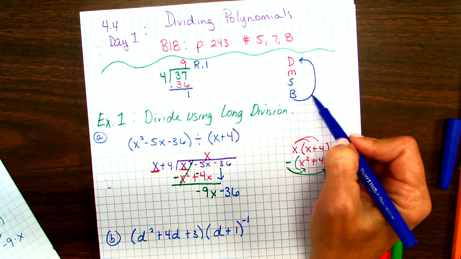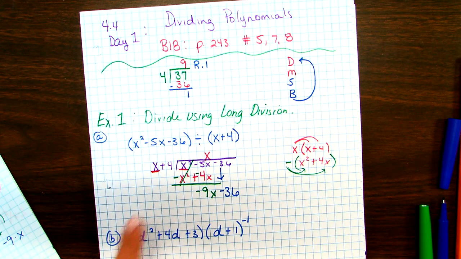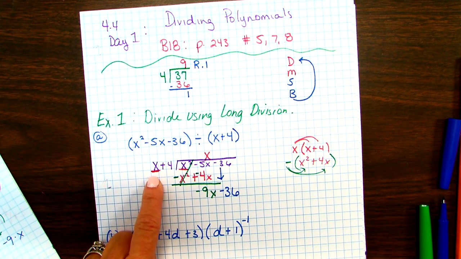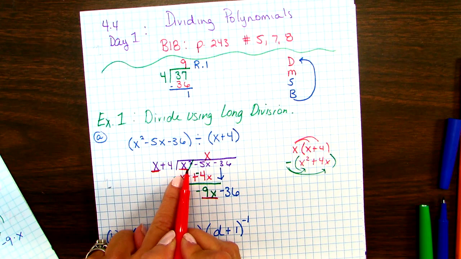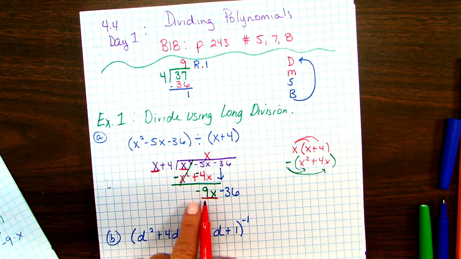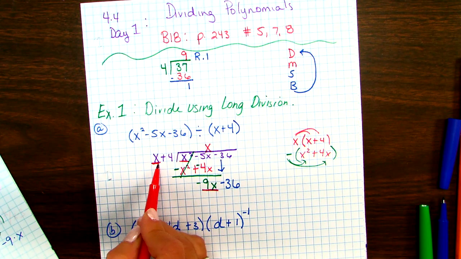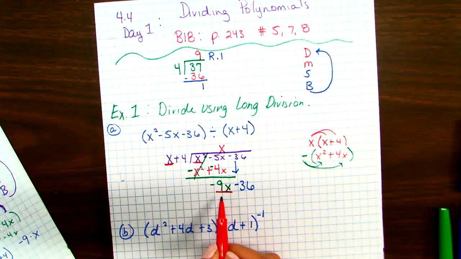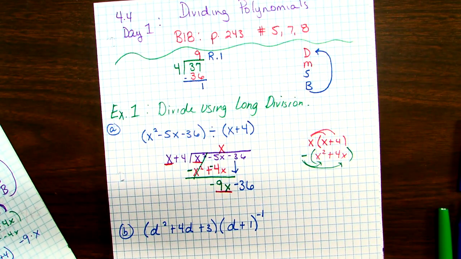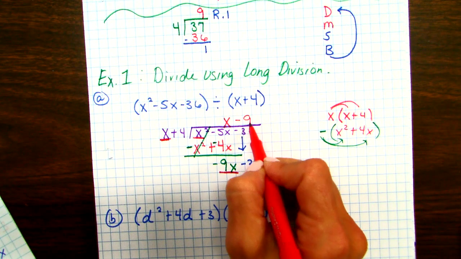And we start over. So this is the hardest part. What do I do here? You're always going to use that x, whatever that first term is, and now we have a new first term. So before we did how many times does x go into x squared? Now we're doing how many times does x go into negative 9x. Another way of asking yourself that is, what times x gives you negative 9x? X times what is negative 9x? That is negative 9.